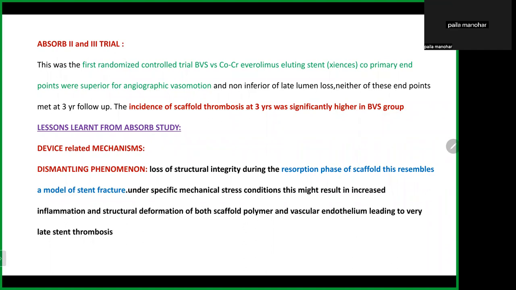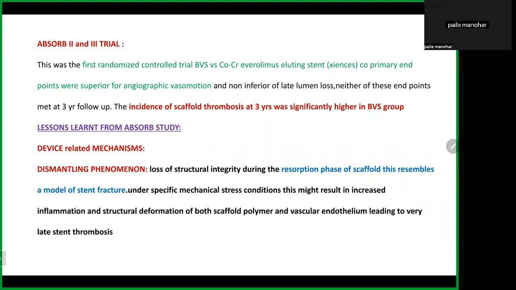So the lessons learned from the ABSORB studies are that there are four mechanisms of scaffold failure. One is device-related mechanics, another is patient-related factors, third is lesion-related factors, and fourth is the procedure. The device-related mechanics: because of the thick struts of the bioscaffolds, the endothelialization is not going well. This is the first thing. Also there is reduced radial strength and tensile strength, and the struts protrude into the vessel lumen, so shear stress and acute thrombosis are high with these bioscaffolds.